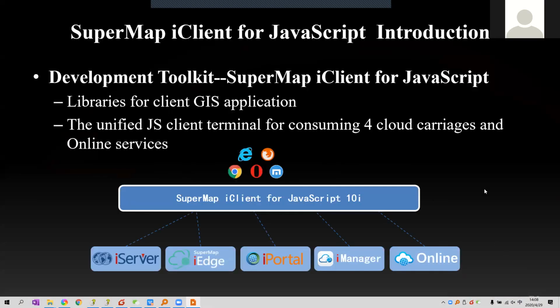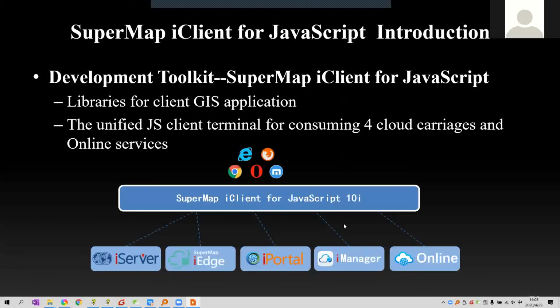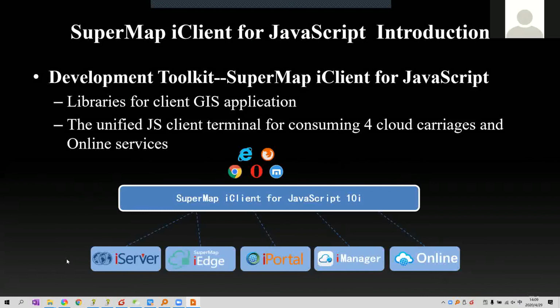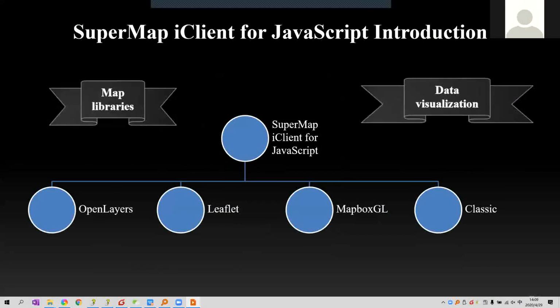First, Supermap iClient for JavaScript is a development toolkit, and it provides us the libraries for client JS applications, the unified JS client terminal for consuming cloud, GIS and online services. That is, iClient is the SDK for us to use the JS services published by Supermap products like iServer, iPortal, iManager, and Online. Here we mainly talk about iServer, because iServer is the only one which can directly publish a service.